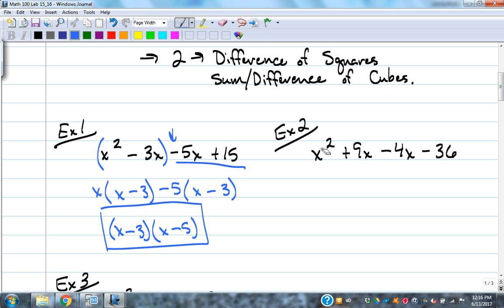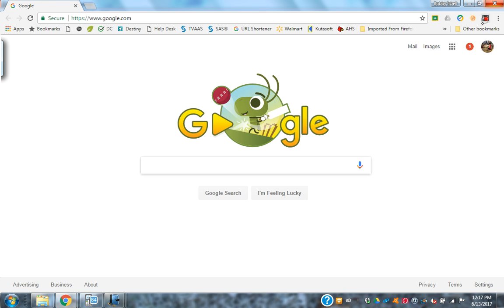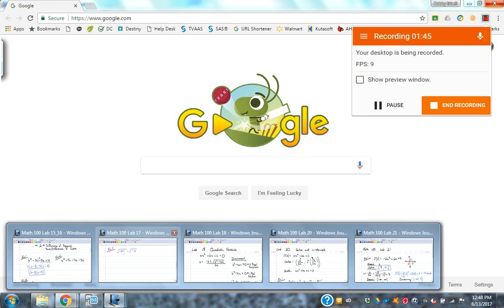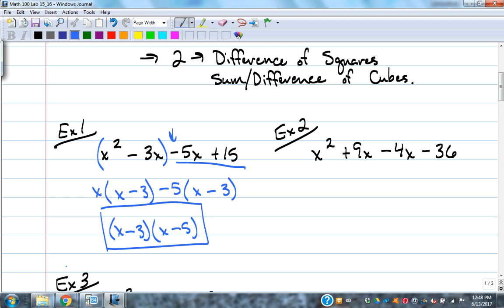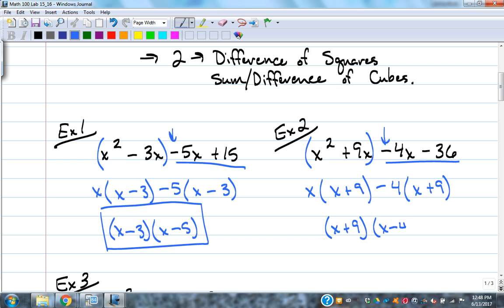Example 2, again, we look for a GCF. It's in descending order already. 9, 4, and 36 don't have anything in common. All right, example 2, we got x squared plus 9x minus 4x minus 36. Again, it's a grouping problem. We're going to group the first 2 together, the second 2 together. GCF of the first 2, x, leaves x plus 9. That's a minus sign there, so we're going to pull out minus 4, and then need x plus 9 in parentheses. Factors are x plus 9, x minus 4.